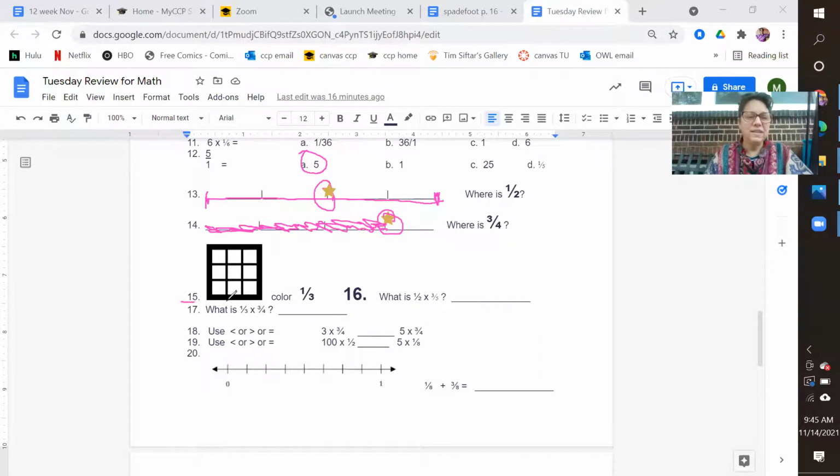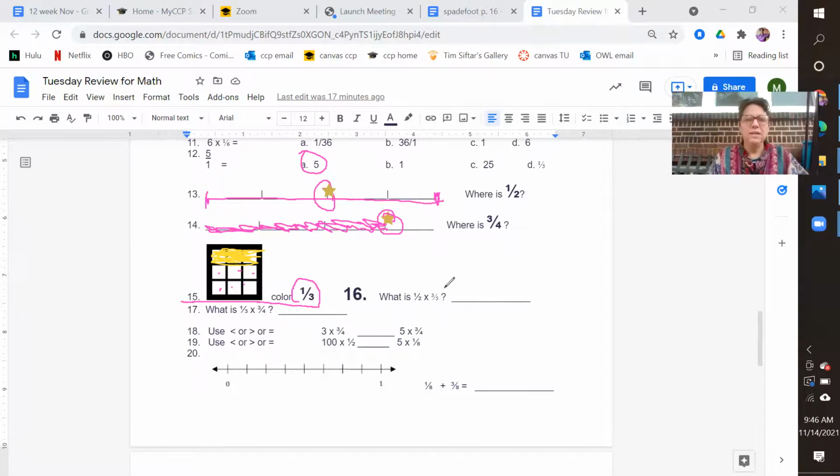All right, number 15, color 1/3. So I have 1, 2, 3, 4, 5, 6, 7, 8, 9, and I need 1/3 of them. So this is 3, this is 3, this is 3. So you can either do this, that's 1/3, because it's all 1/3 of that, right? Or I could also easily do a different 1/3. Here's 1/3 also, the same thing. All right, so both of those would be 1/3.